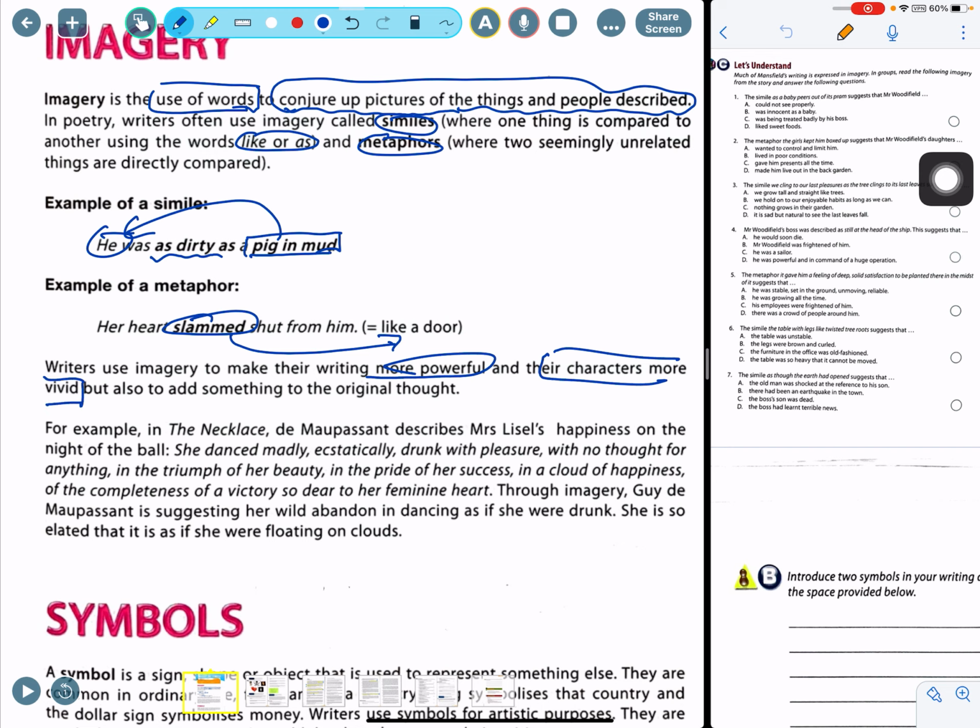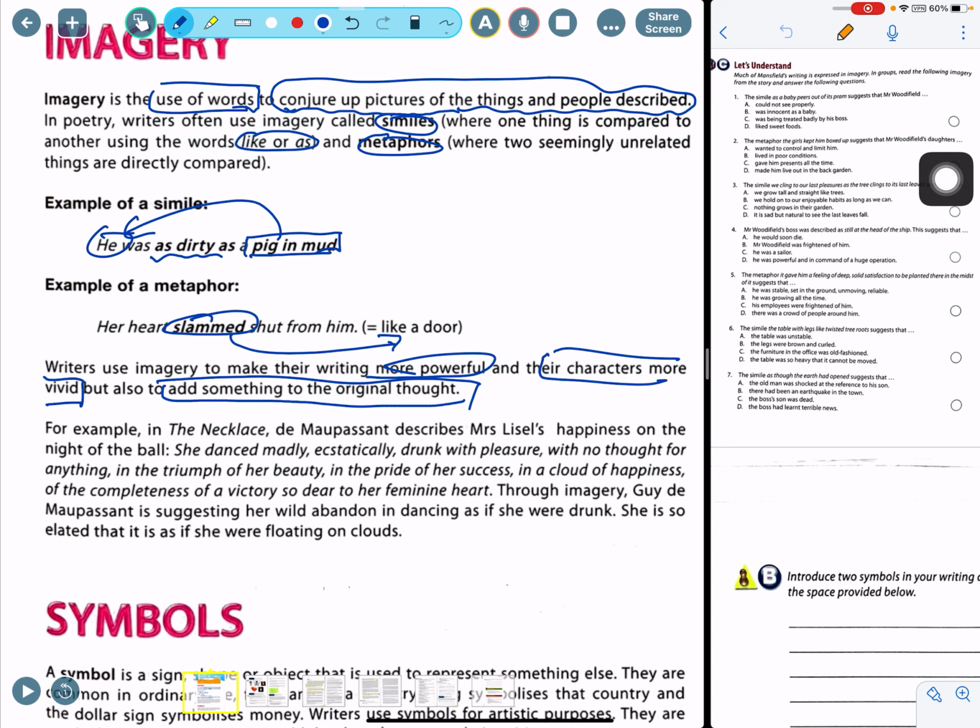Okay, and also to add something to the original thought. So basically it helps to describe a person more vividly. Add some mental pictures so you can understand that person or that thing more clearly.